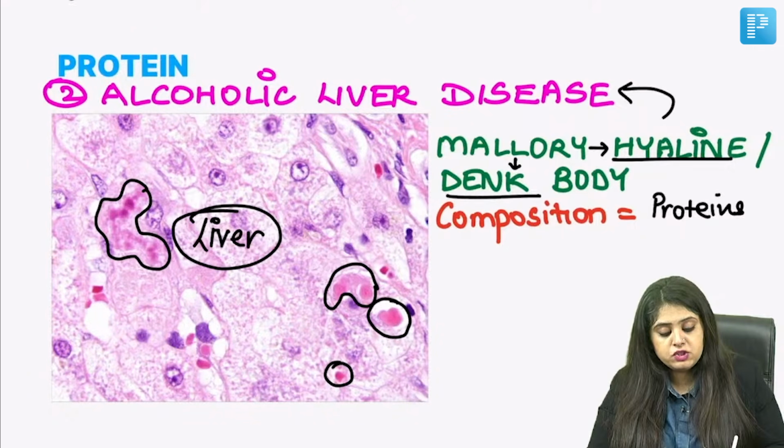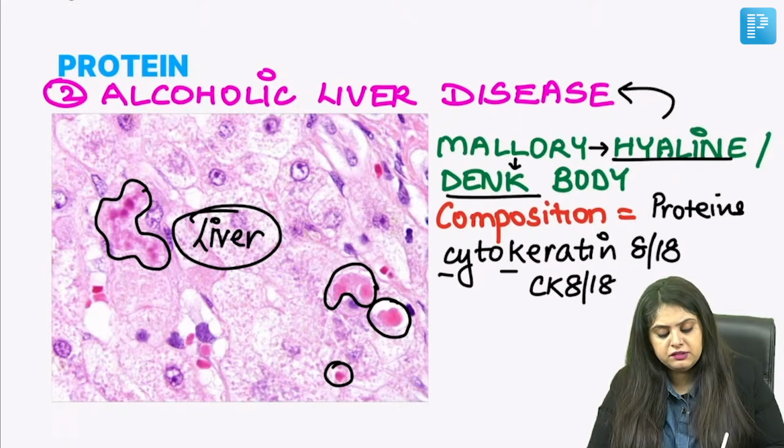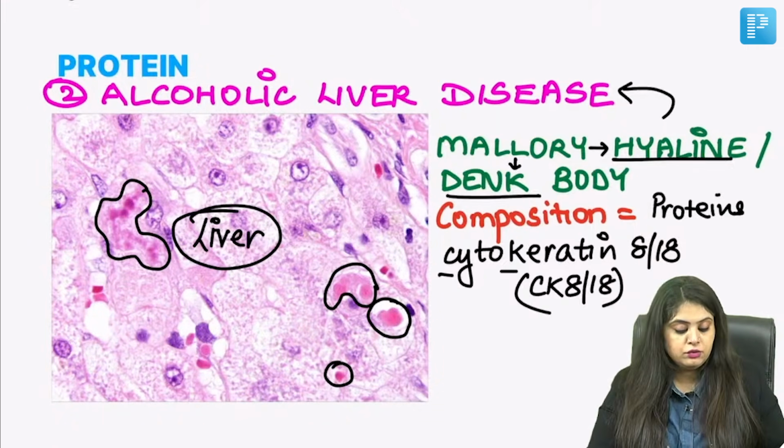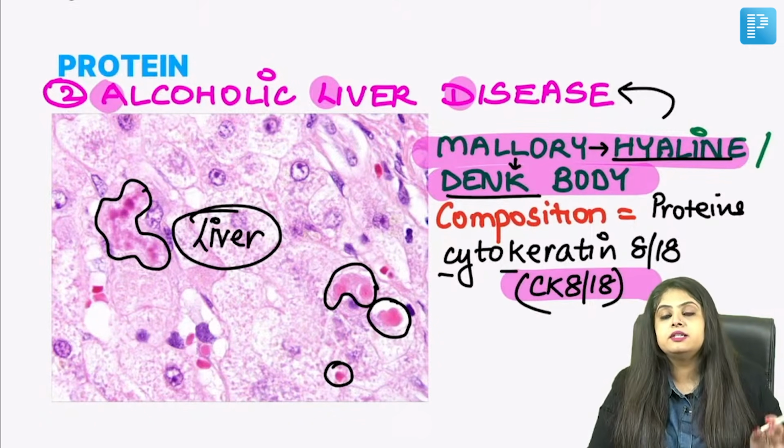Question 2, what is it? It's a protein. Which kind of protein? Just protein will not work. It is a protein called cytokeratin 8 and 18, many times written as CK8 and 18. It means the same. Is that okay? So 2 questions: Mallory-Hyaline or Mallory-Denk bodies are seen in alcoholic liver disease, and they are made up of cytokeratin 8 and 18.